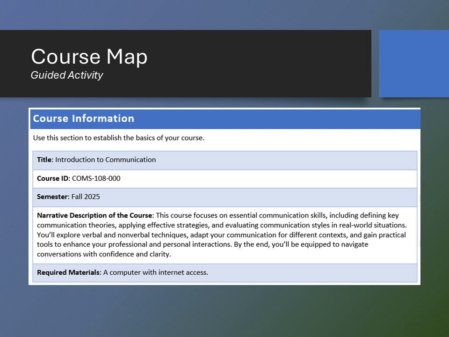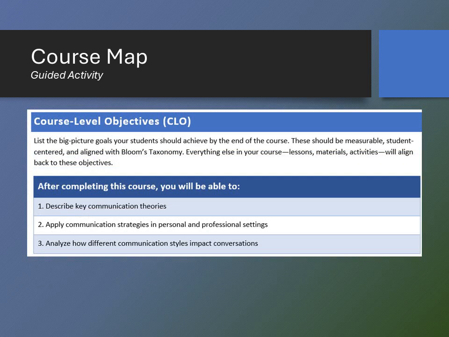Once this part is complete, check your progress. Double-check that the course title and course ID are accurate, and ensure your course description clearly communicates the essence of the course. Once that's complete, move on to the course level objectives.